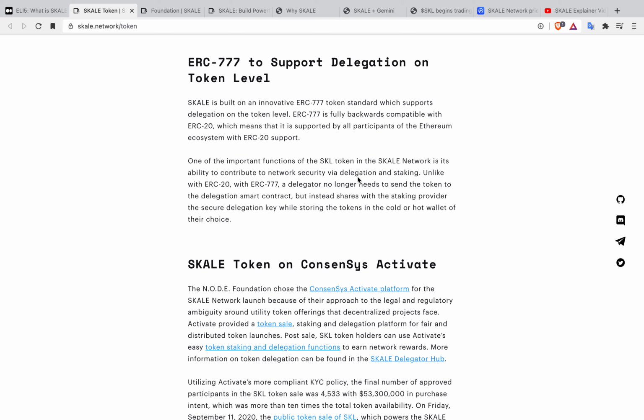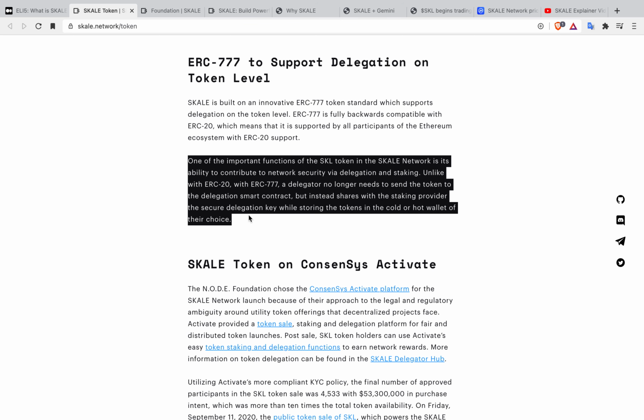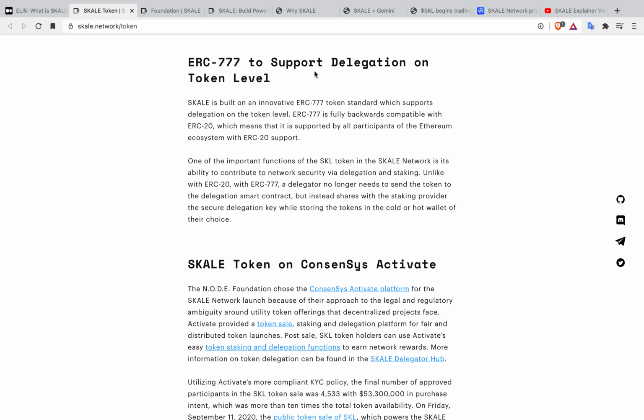Unlike with ERC-20, with ERC-777, a delegator no longer needs to send a token to the delegation smart contracts, but instead shares with the staking provider the secure delegation key while storing the token in the cloud or hot wallet of their choice. Now you see that if you don't understand that, then you won't understand just how awesome it is to be a delegator for SKALE. You won't understand.